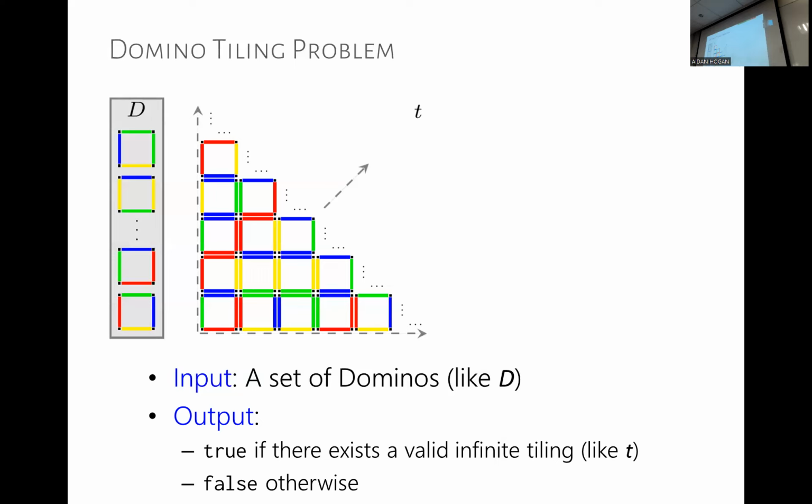And we can continue to infinity, right? So this one is a yes. This would return true given this input. What about this case? No. So in this case, there's no infinite tiling possible. We would return false.